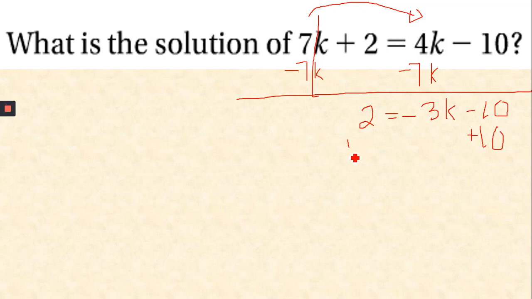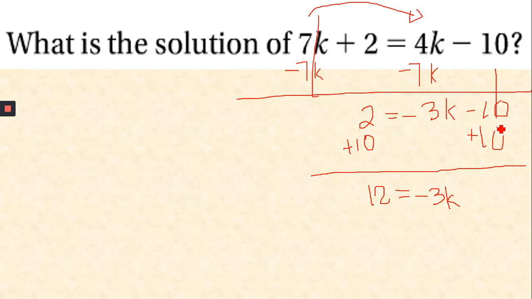Okay? This will be positive 10 also. Okay? So 2 plus 10, that is now 12, is equal to, bring down, negative 3k. Negative 10 plus 10, that will be 0. Okay? So we are now going to solve for the value of k.